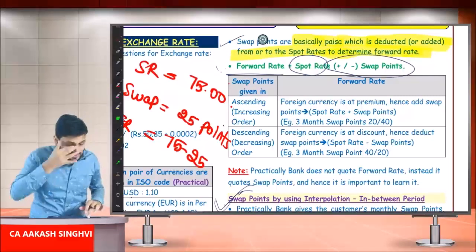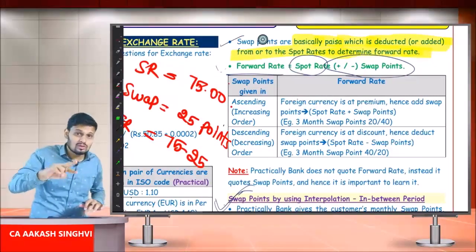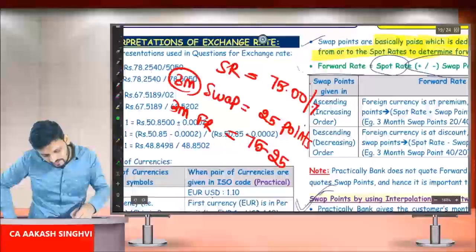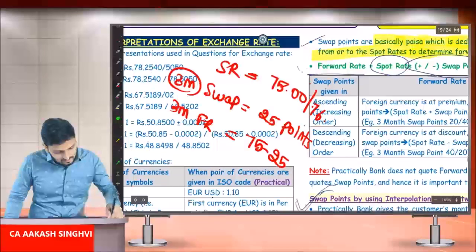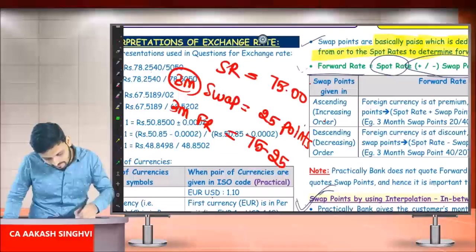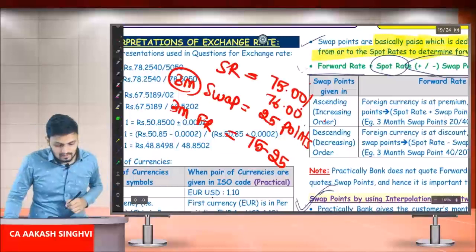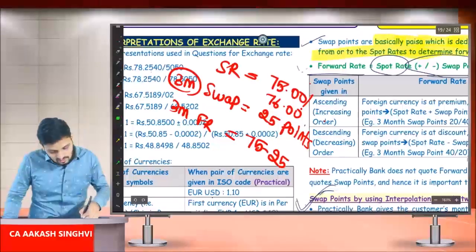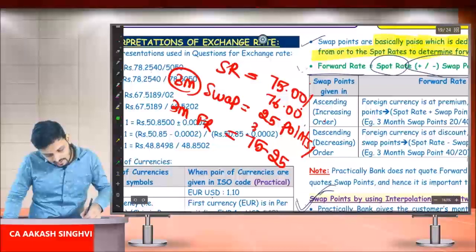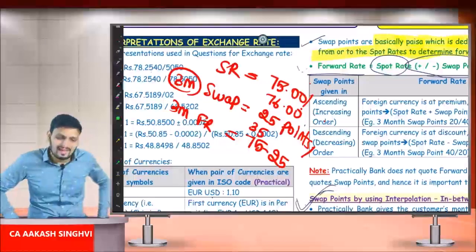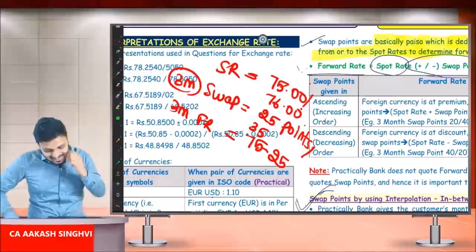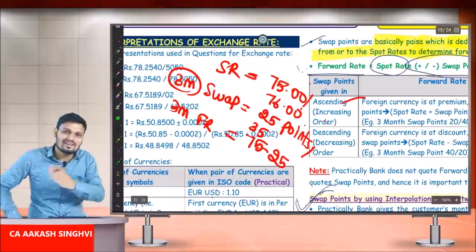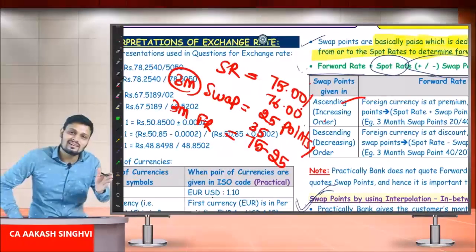Swap points, generally they will try to test you when both bid and ask are given. So when both bid and ask are given, say 75/76, and swap points they are giving you like this: 25 points/35 points. 25/35. I hope you remember what is ascending order and what is descending order. Ascending order means increasing, that is 25-35 is ascending order, 25-15 is descending order.